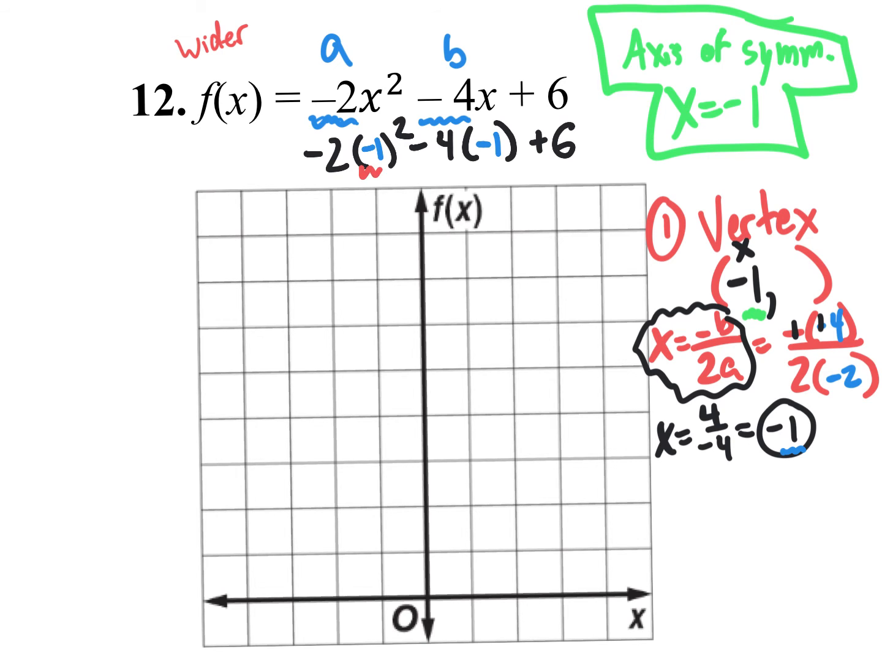And when you do the math, negative 1 squared is positive 1. And when you do negative 2 times positive 1, that'll be a negative 2. And then this will be a positive 4 and then plus 6. Why positive 4? Because negative 4 times negative 1 is positive 4. So you really have a negative 2 times 1, which is negative 2, plus 4, plus 6. That will give you 8 as an answer.